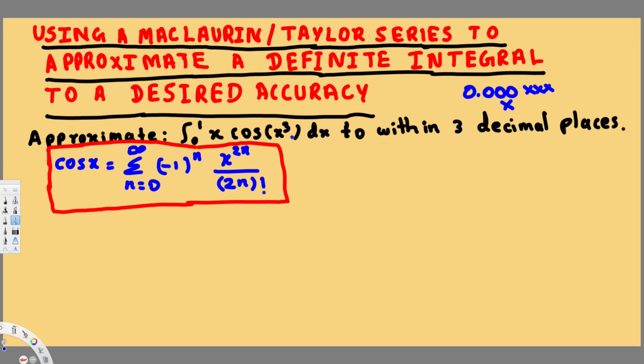So here we have cos x cubed, right? So let's go ahead and plug in cos x cubed, and that's going from 0 to infinity. Right, 0 to infinity, and then we have negative 1 power n, x power 2n, now we are going to have x power 6n because we are going to use x cubed, right? So this is going to be x power 6n. In the denominator we are going to have 2n factorial.